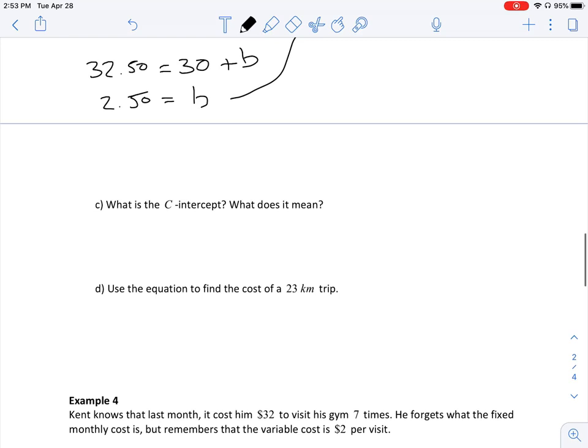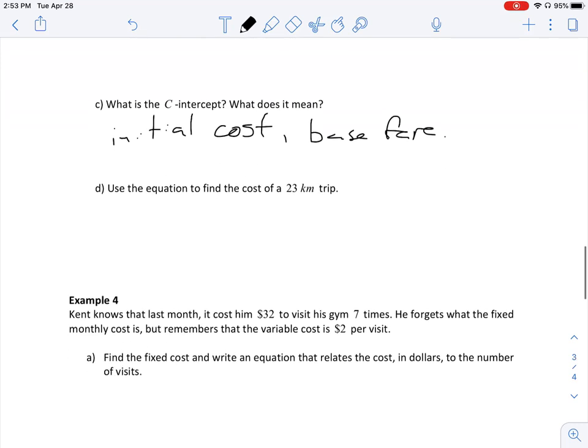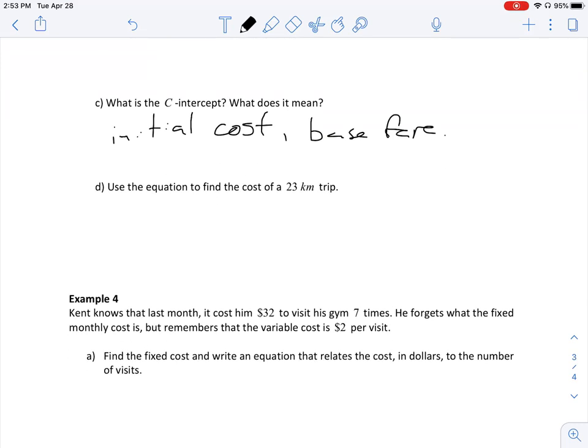What does the C-intercept represent, or basically what we just talked about? It represents starting cost, or the initial cost. Initial cost, or base fare, whichever. Use the equation to find the cost of a 23-kilometer trip.